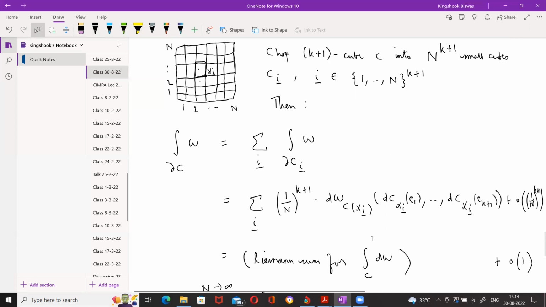Is this all right? You can make this rigorous. I'm being a bit sketchy on the proof here, but this is the idea. This is actually from Arnold's book, Mathematical Methods of Classical Mechanics, chapter 7 on differential forms. You can look at Arnold's book. It's a very nice book.